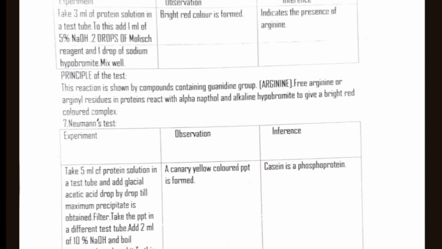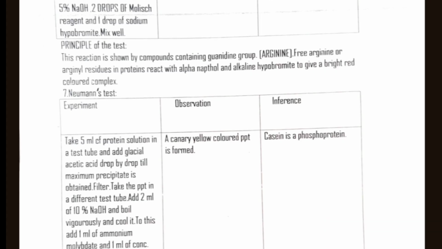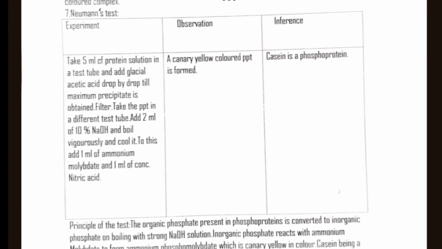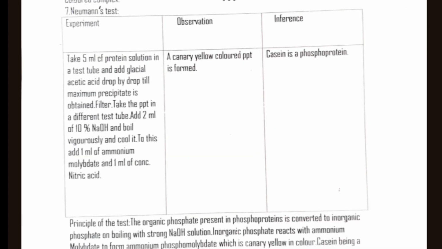Principle of this test: the reaction is shown by compounds containing the guanidine group, such as arginine. Free arginine or arginyl residues in protein react with alpha naphthol and alkaline hypobromite to give a bright red color complex. Coming to the last test, that is Newman's test.